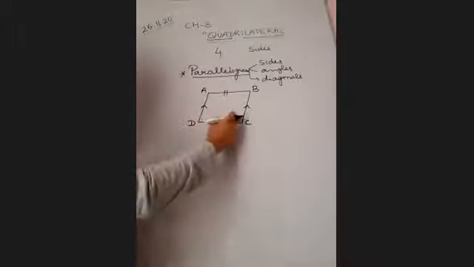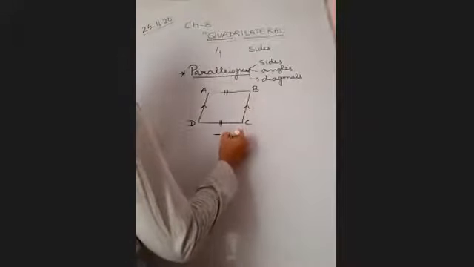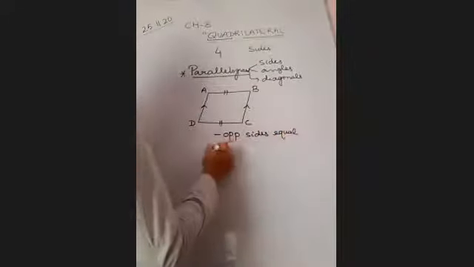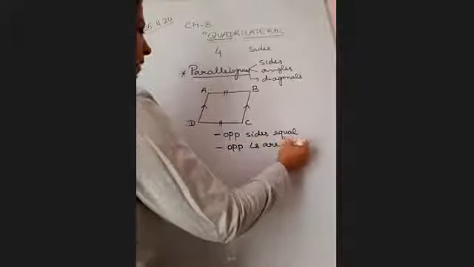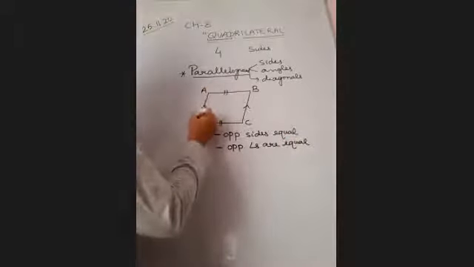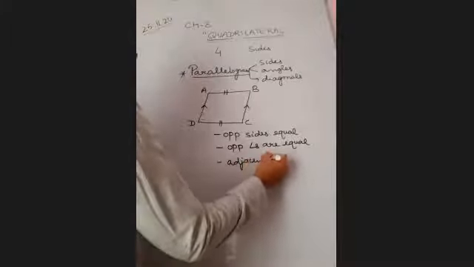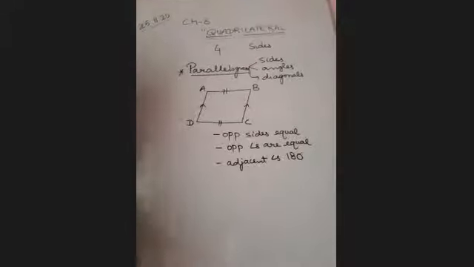So opposite sides are equal. Are the vertex angles 90 degrees? No, ma'am. So its opposite sides are equal. What is the property of its angles? I said sides, sides we have discussed. What is the property of its angles? Opposite angles are equal. And what about adjacent angles? They are supplementary. Adjacent angles measure 180 degrees.